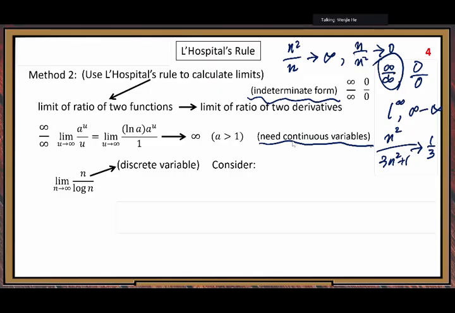So we want to find a way to get around this discrete variable. How to get around? We consider a continuous version of the discrete version. Can we look at the continuous version? In this version, we use x as the variable, but x takes continuous values, not discrete values.